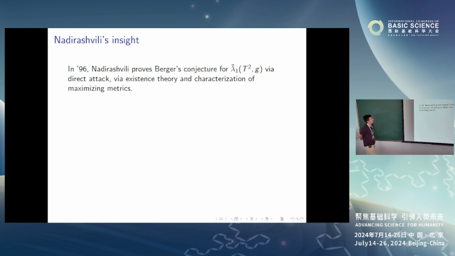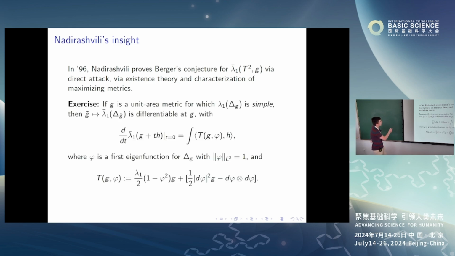He argues that a maximizing metric exists, and then characterizes it by looking at the quote-unquote Euler-Lagrange equations. That's not entirely the right way to call it in this context. You're able to classify. So let me say a little bit about that.